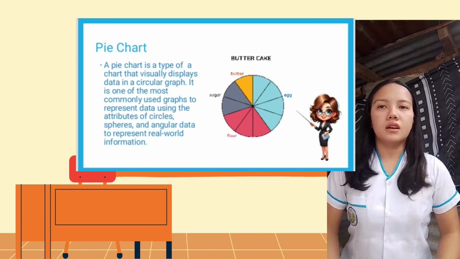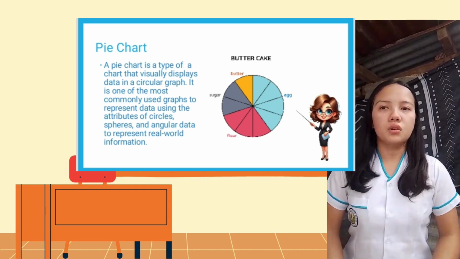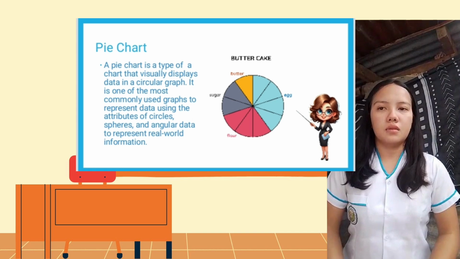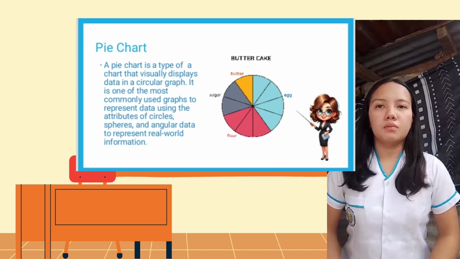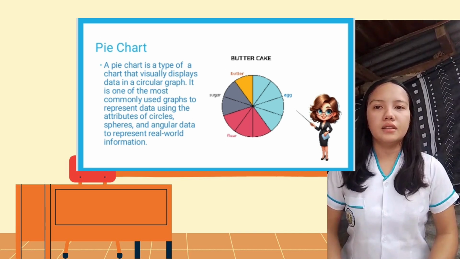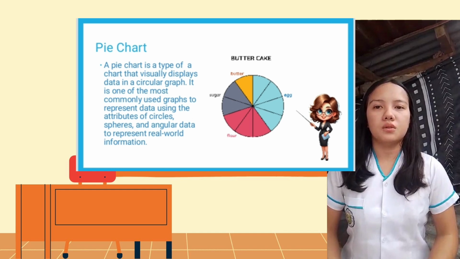Example, ingredients in a butter cake. Let's say a butter cake recipe uses these ingredients: flour 2 cups, sugar 1 cup, butter 1 cup, eggs 3. We could create a pie chart to show the proportion of each ingredient. Pie charts are good for showing how parts of a whole relate to each other. They are easy to understand visually. They highlight the relative proportions of different categories within the whole.